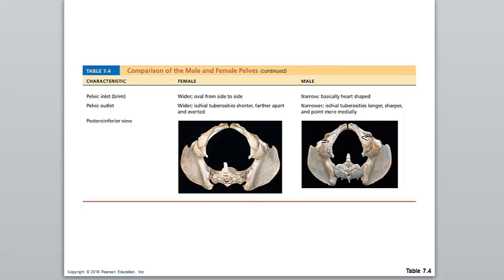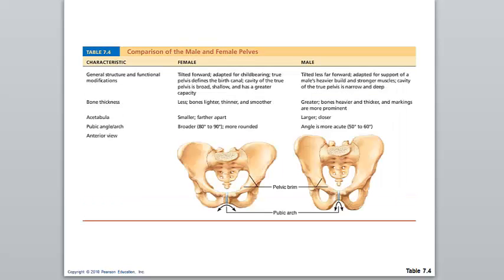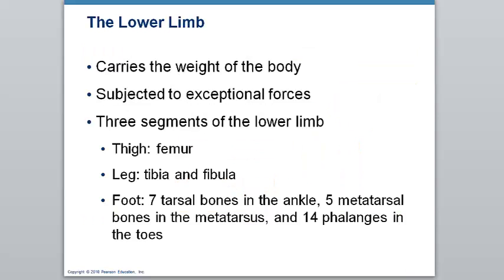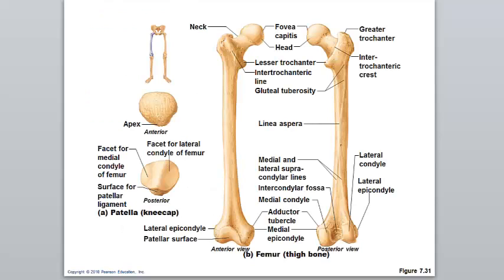Okay, so those are the differences that you see in male and female pelvises. So that finishes pelvic girdle. We're moving on to the lower limb. The largest, strongest bone that you have in your body is your femur. The head of the femur sits in the acetabula of your hip bone.